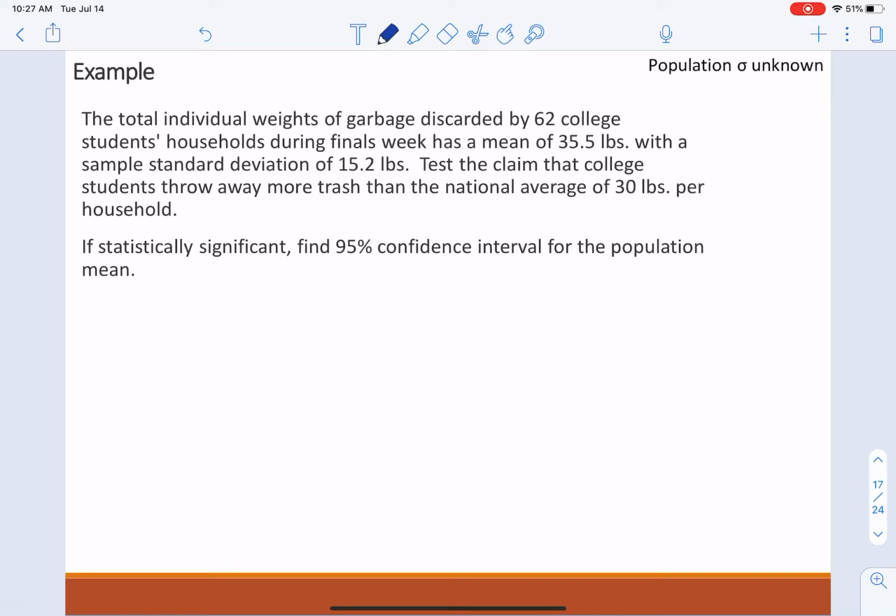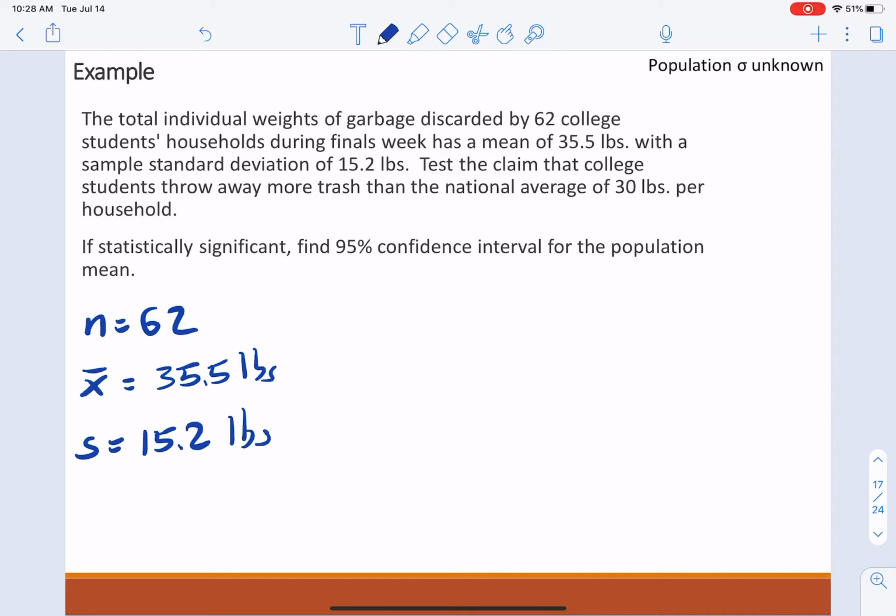Why don't we just write out what we have? So we have N, that's 62. We've got the sample mean, that's 35.5 pounds. We have our sample standard deviation, which is 15.2. And then the national average, mu naught, is given to us. This is also given to us, but we could have calculated it if we had the data. So our mu naught is 30 pounds, right? Yes. Okay.